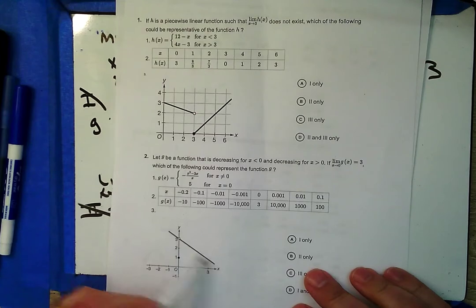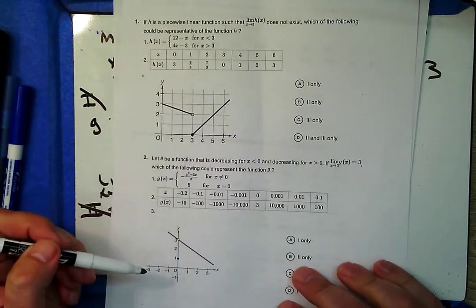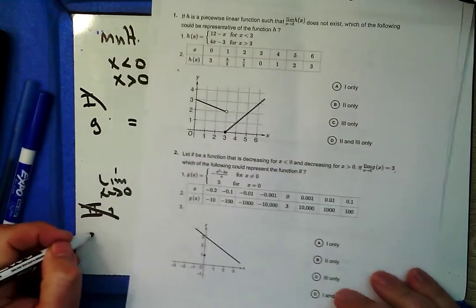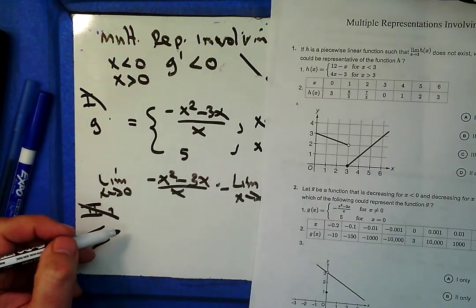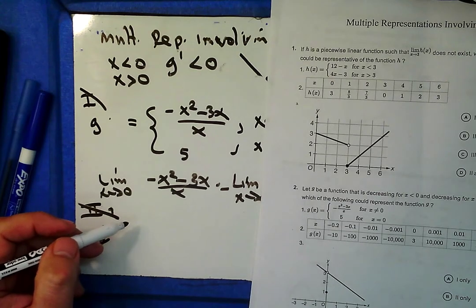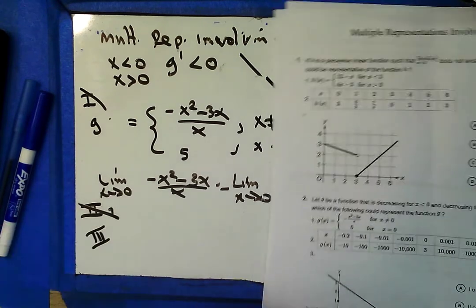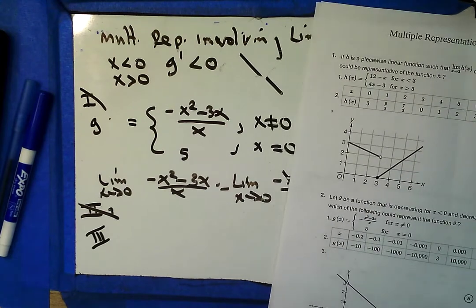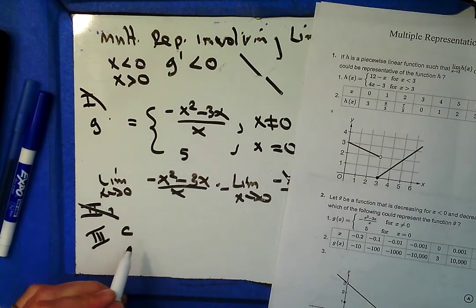What about 3? Well, I see a decreasing function. I see the limit is equal to 3, and the point is to find somewhere else. I like 3. 3 works for me. Which of the following could be a representation of g? And I say choice C.